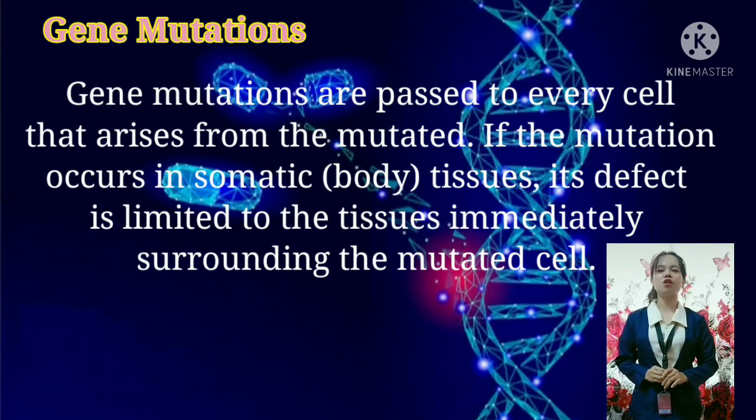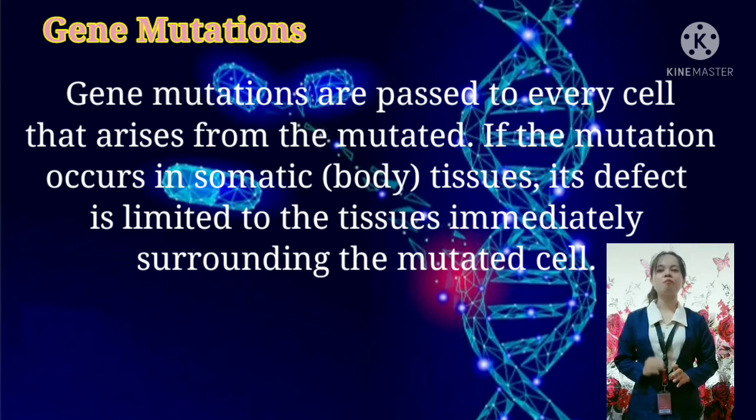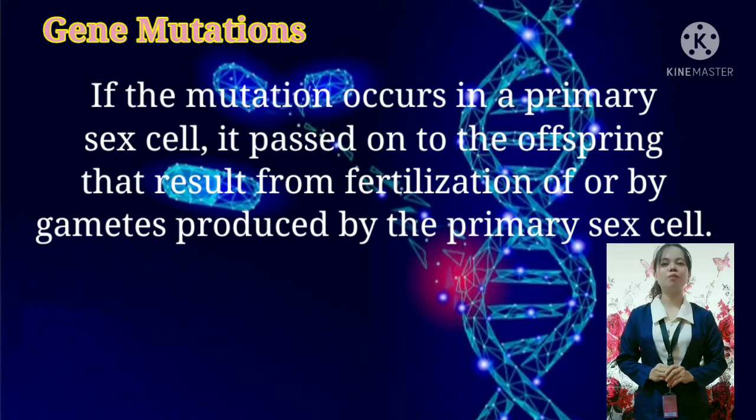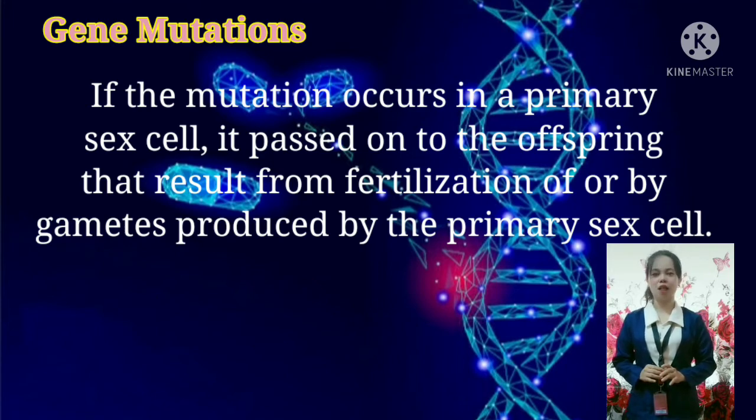Gene mutations are passed to every cell that arises from the mutated cell. If the mutation occurs in somatic tissues, its defect is limited to the tissues immediately surrounding the mutated cell. If the mutation occurs in a primary sex cell, it is passed on to the offspring that result from fertilization of gametes produced from the primary sex cell.